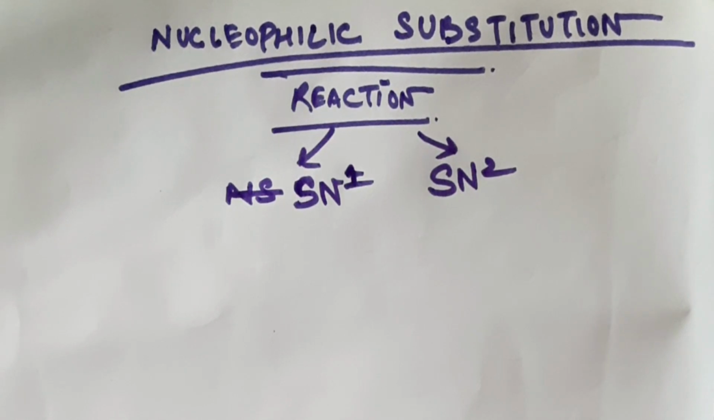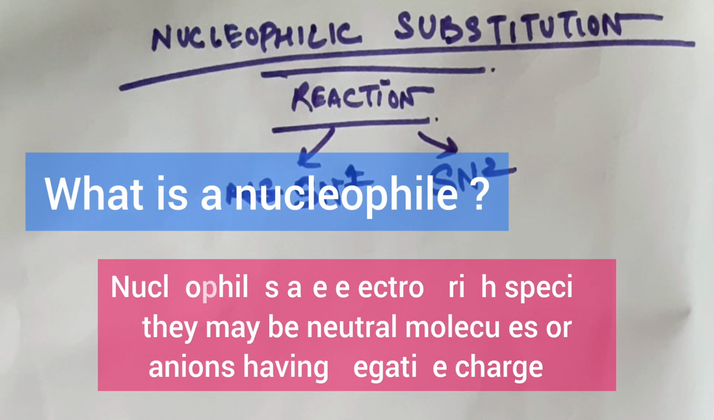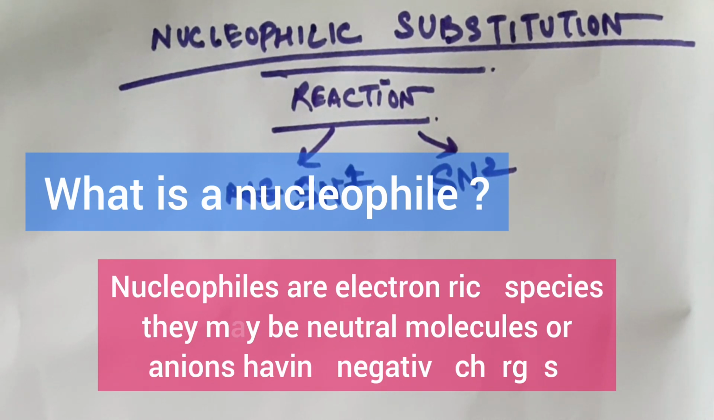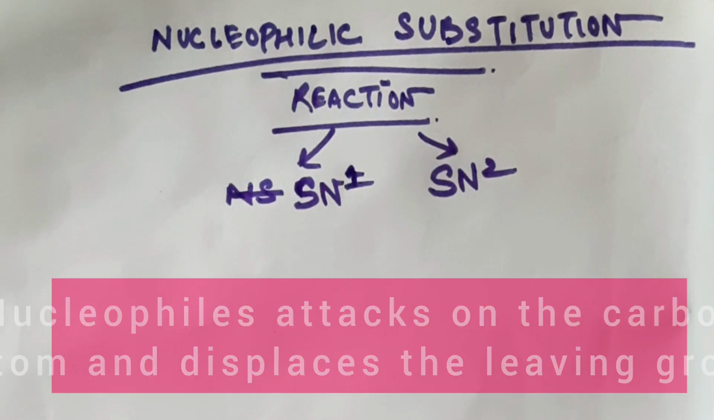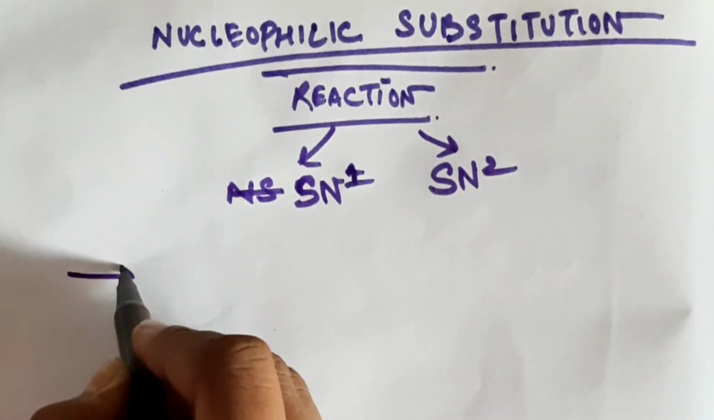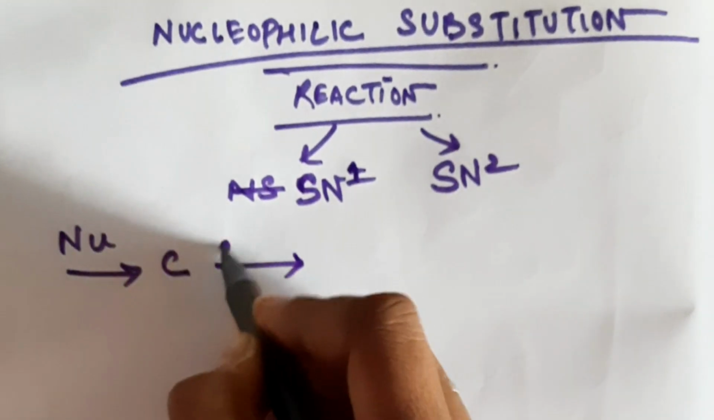First we will understand what a nucleophile is. A nucleophile is an electron rich species. They may be neutral or negatively charged species. A nucleophile attacks the carbon atom and displaces the leaving group. So the nucleophile will attack the carbon atom and displace the leaving group.